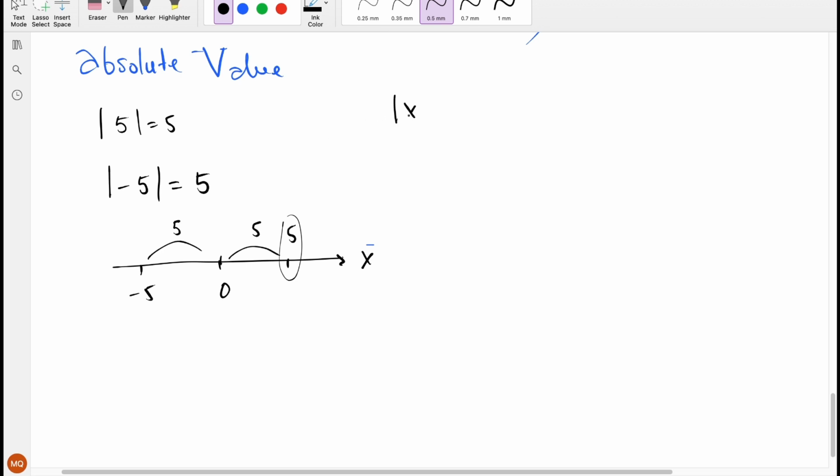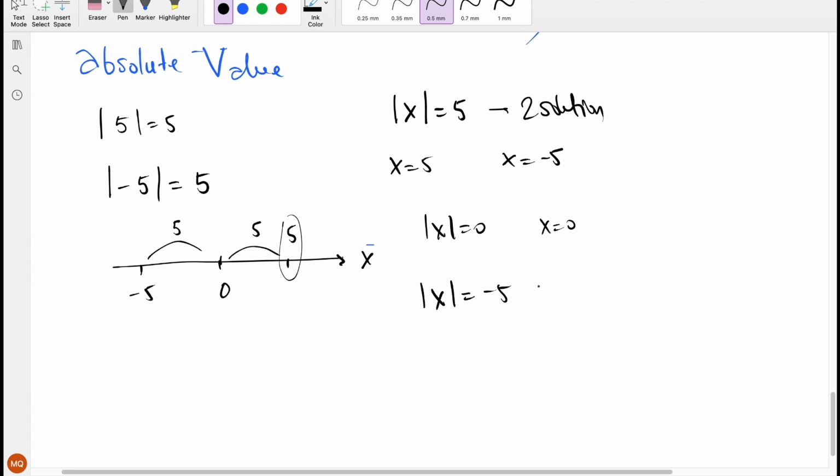From here, let's write: when the absolute value of x is equal to 5, it means that x is equal to 5 and x is equal to negative 5. So when an absolute value equation is equal to a positive number, there are two solutions. When the absolute value of x is equal to 0, x can be 0, because there's no negative or positive 0. And when the absolute value of something is equal to negative 5, there is no solution.